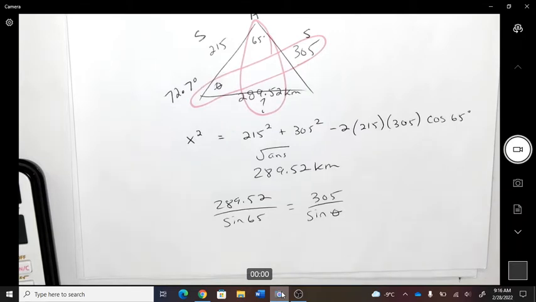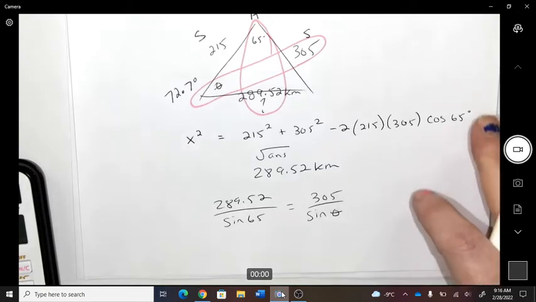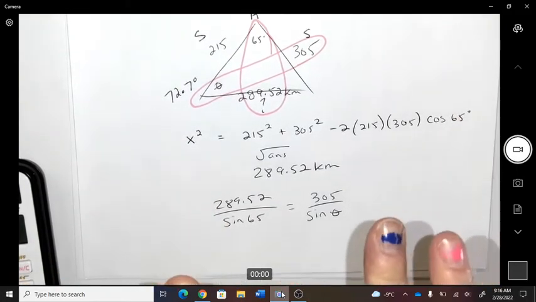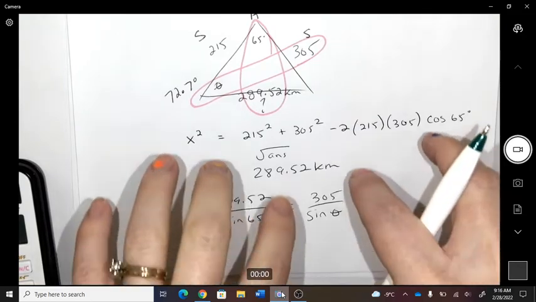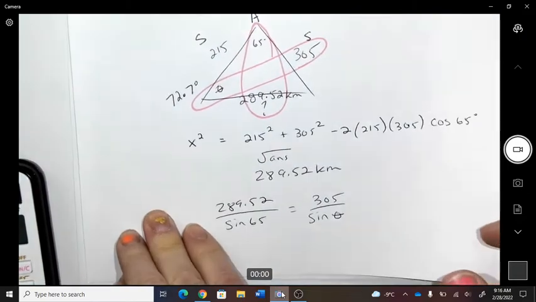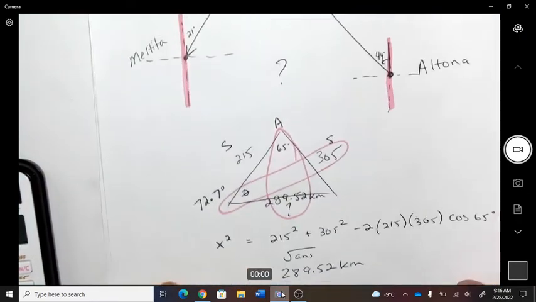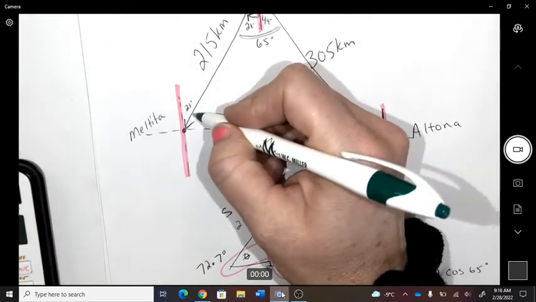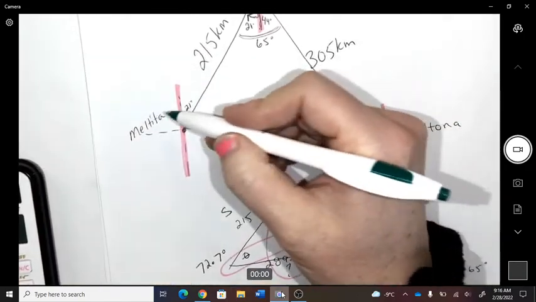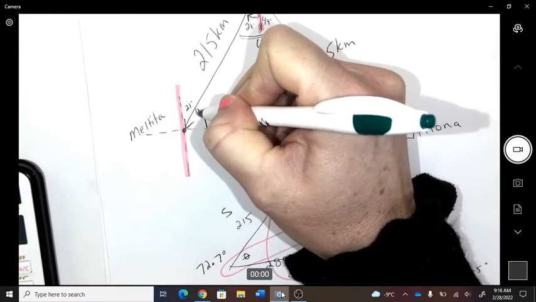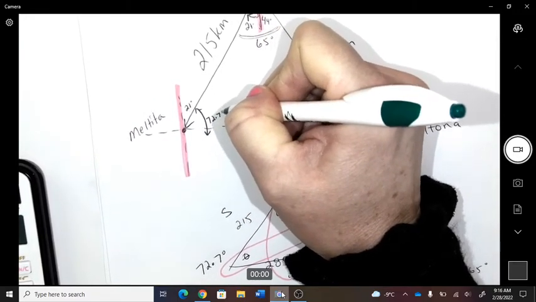Okay, so I got a 72.7. Okay, but that's not our answer. That's not the compass bearing. So we're going to have to go to our diagram with a 72.7 degree angle. So we already had this as a 21 on the outside, and then 72.7 degrees.